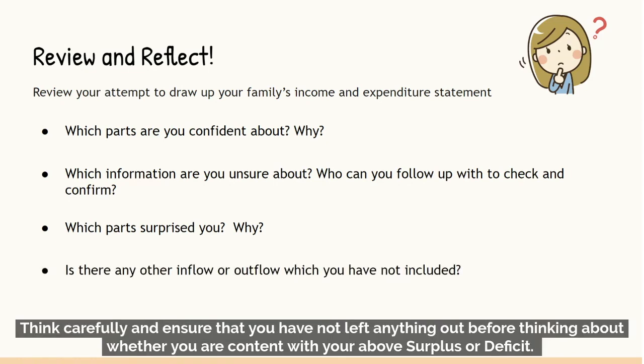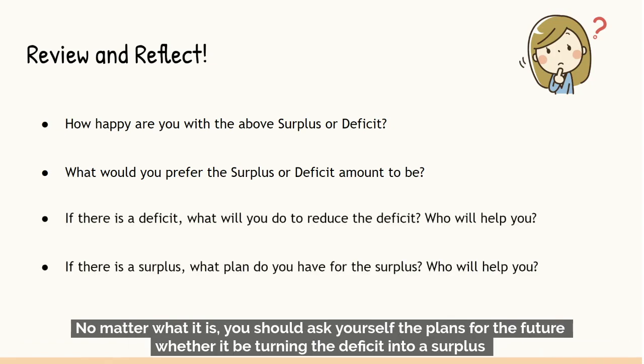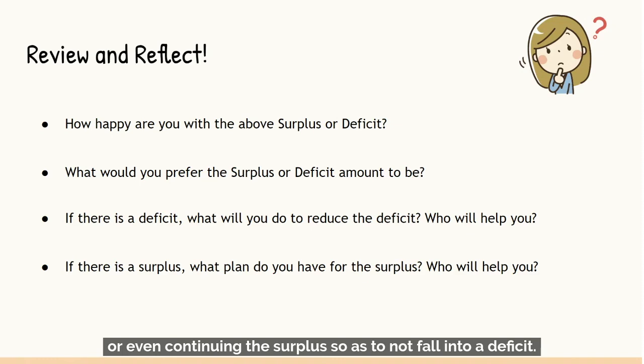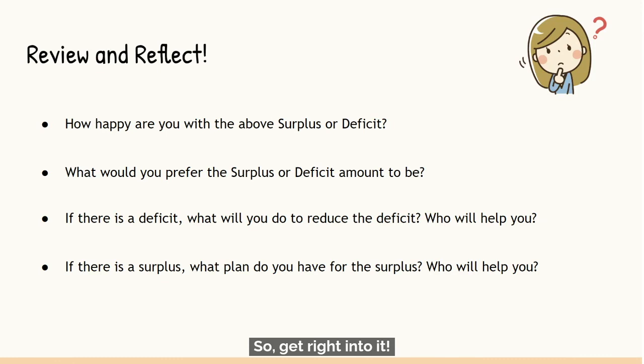Think carefully and ensure that you have not left anything out before thinking about whether you are content with your above surplus or deficit. No matter what it is, you should ask yourself the plans for the future, whether it be turning the deficit into a surplus or even continuing the surplus so as to not fall into a deficit. Remember to take into account all factors and consult your family members too while building up your family smart monthly household budget. So, get right into it.